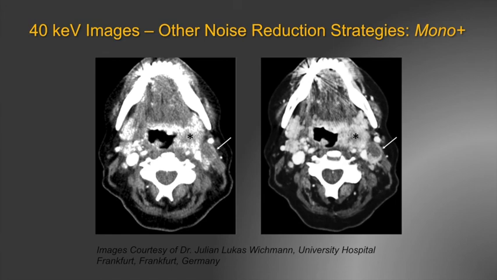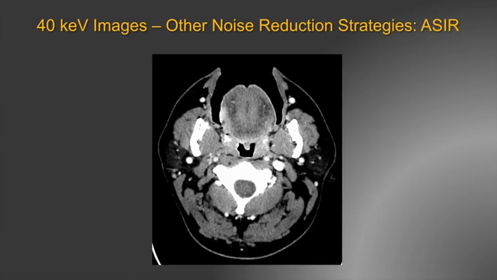This is an example of application of monoplus low energy VMIs. On the left, you have the reconstruction that is not monoplus, and on the right is the application of monoplus, and as clearly seen here, the image is much less noisy. If one has a fast kVp switching scanner, one approach for reducing noise is selecting the right ASIR setting.